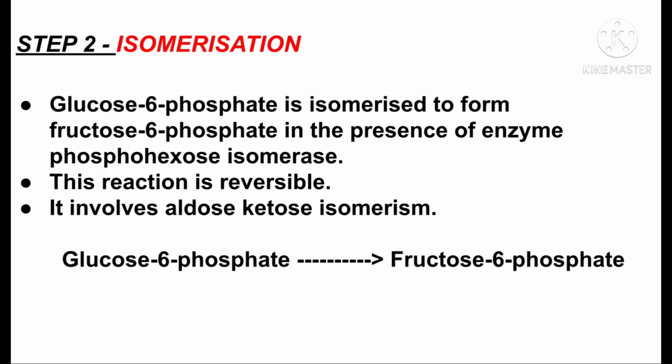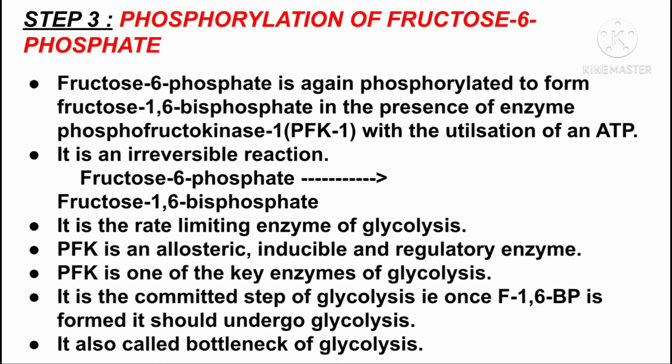Step 2 is isomerization. Glucose 6-phosphate is isomerized to form fructose 6-phosphate in the presence of enzyme phosphohexose isomerase. The reaction is reversible. It's an example for aldose-ketose isomerism. Step 3 is phosphorylation of fructose 6-phosphate.